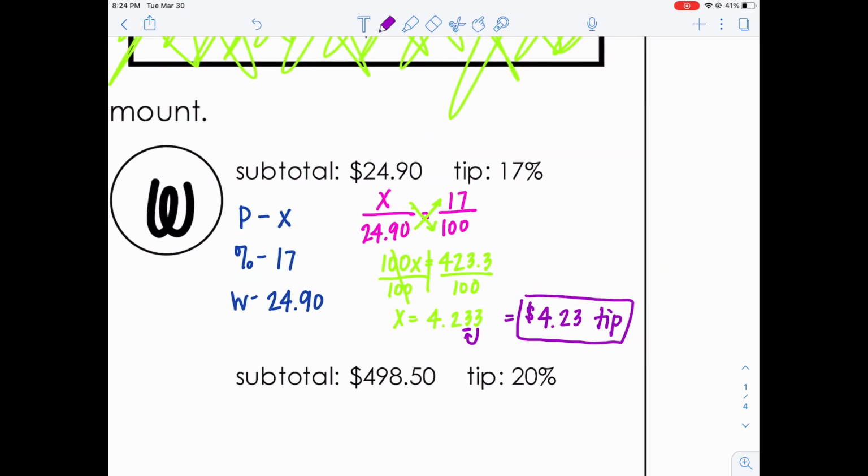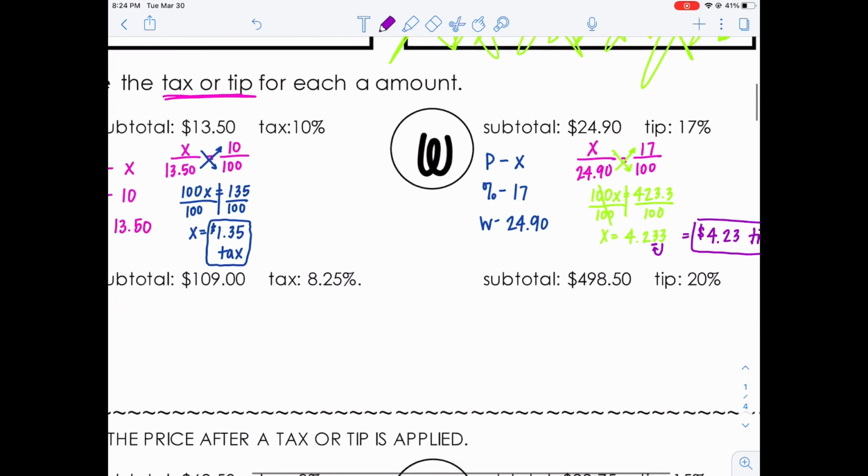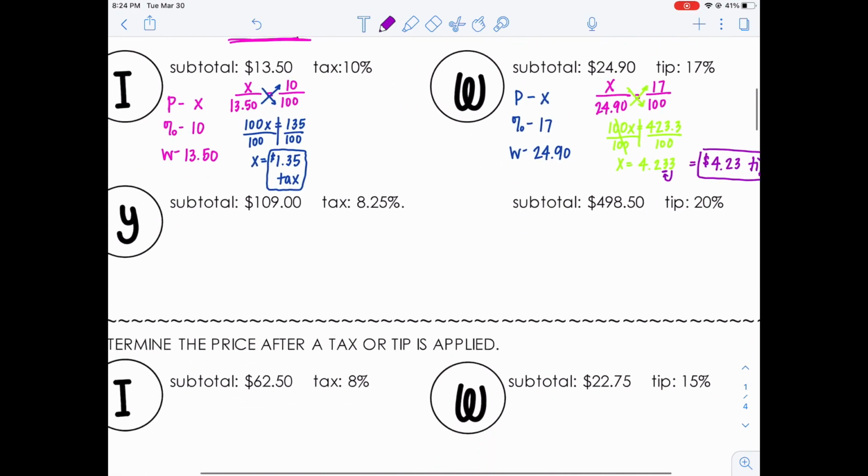There are 2 more problems underneath this one. I'd like you to try both of them on your own. Pause the video, work them out, and then unpause the video and compare your answers to my answers.